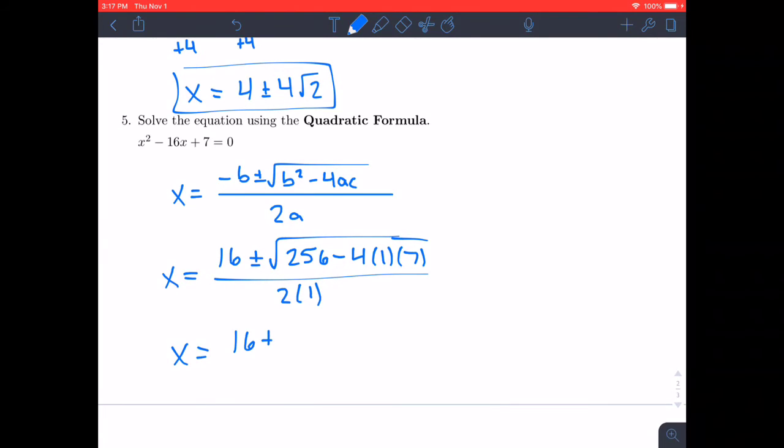So 16 plus or minus the square root of, what's that going to be, 256 minus 28. So is that 228? Won't help if you try to tell me if I'm wrong. I may have made a mistake there.